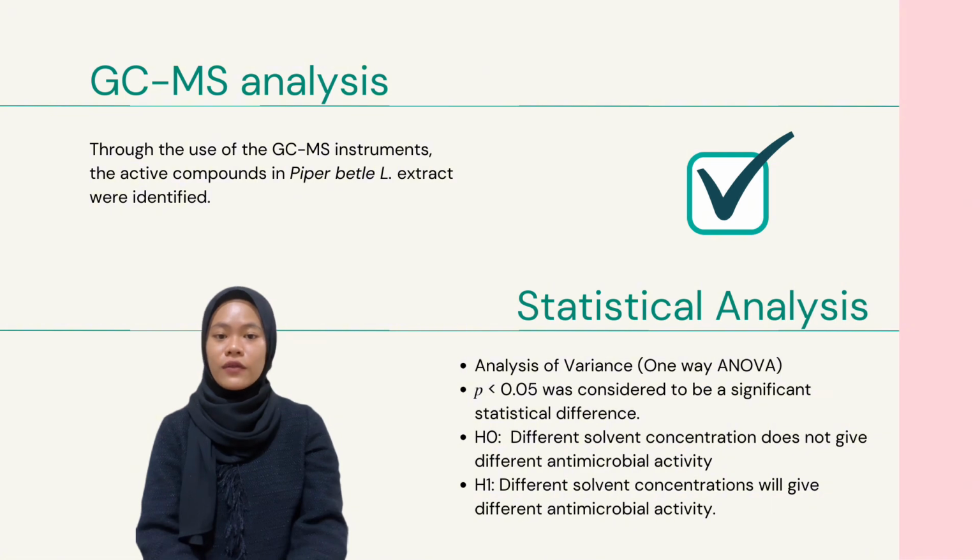And through the use of the GCMS instrument, the active compounds in Piper betel extract were identified. For statistical analysis, one-way analysis of variance, ANOVA, was employed. P less than 0.05 was considered to be a significant statistical difference, while the null hypothesis is that different solvent concentration does not give different antimicrobial activity, and the alternate hypothesis is that different solvent concentration will give different antimicrobial activity.